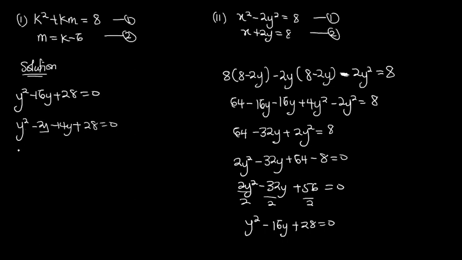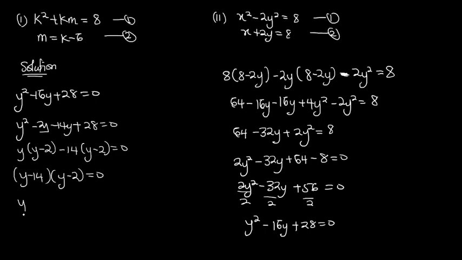So from here I can factor out y. So I have y outside bracket, y minus 2. Then between 14y and 28, I can see that 14 is common, so I have minus 14 into bracket y minus 2 is equal to 0. So from here I have y minus 14 as one of my factors, then I have y minus 2 also as another factor. So from here I equate both of them to 0. I'll get y is equal to 14 or y is equal to positive 2.